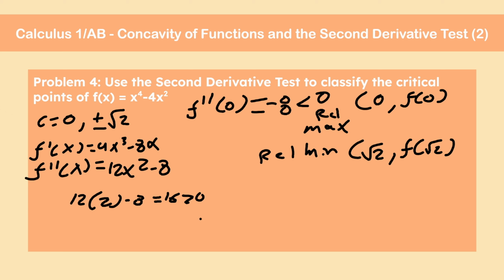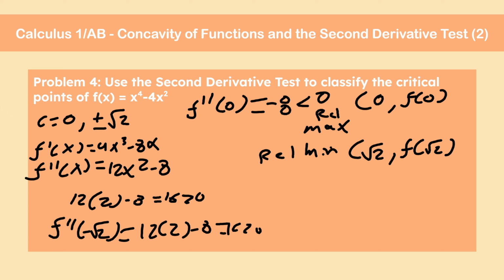And now we're going to find the value of the second derivative at negative square root of 2. So now we have f double prime of negative square root of 2. That is 12 times 2 again, which would be equal to 16, which is greater than 0. So we have two relative minimums at the points square root of 2 and negative square root of 2, f of negative square root of 2.